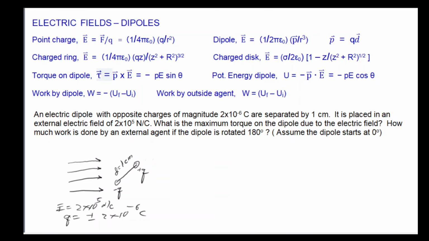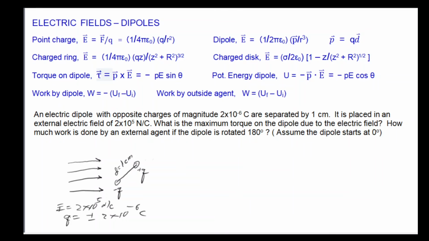Let's do another problem. An electric dipole with opposite charges of magnitude 2 times 10 to the minus 6 coulombs are separated by 1 centimeter. It is placed in an external electric field of 2 times 10 to the 5th newtons per coulomb. What is the maximum torque on the dipole due to the electric field? How much work is done by an external agent if the dipole is rotated 180 degrees? Assume the dipole starts at 0 degrees.